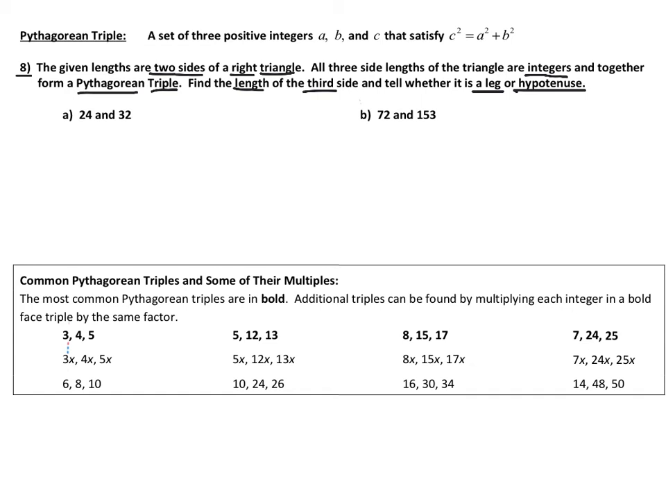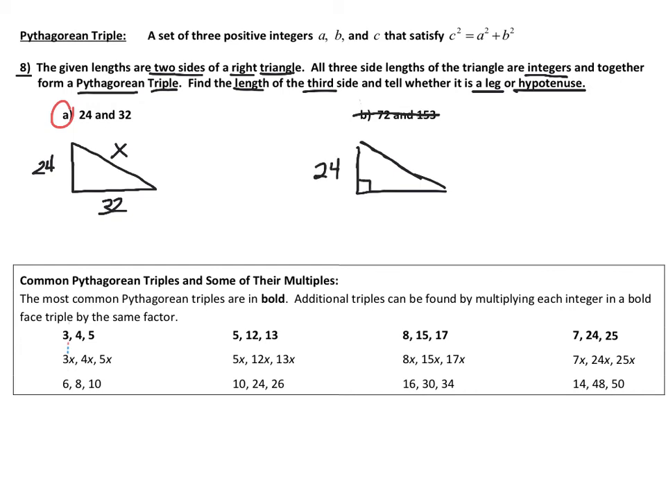So let's take a look at A. And let's sketch out the 2 different scenarios which could take place. In the first one, I'm saying that 24 and 32 are both legs, and I'm trying to solve for the hypotenuse. The second scenario would be if 24 was a leg and 32 is the hypotenuse, and I'm looking to solve for the other leg. So what I'm trying to figure out is in which of these scenarios x would equal a whole number, because that would make the 3 values a triple.